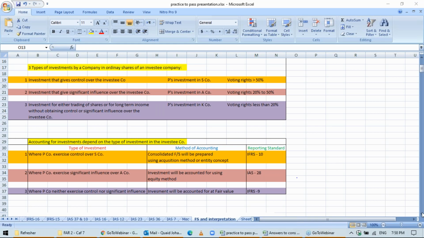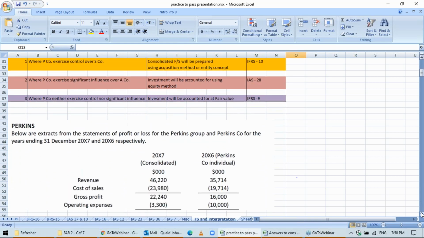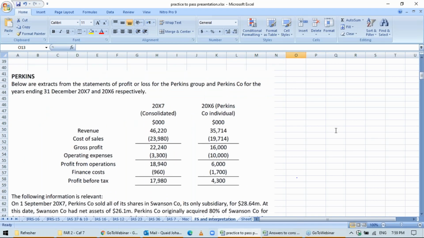Okay, students, let's start with the consolidation section now. You would have read with the accounting treatments. So the question is Perkins now. We are going to start now. It's Perkins.